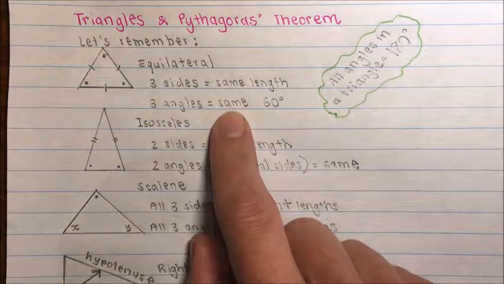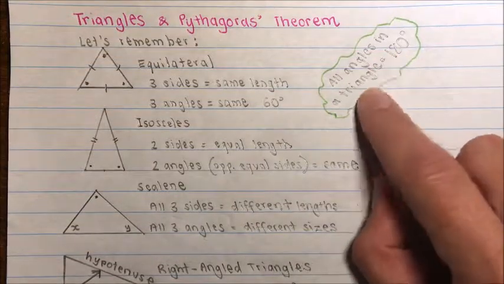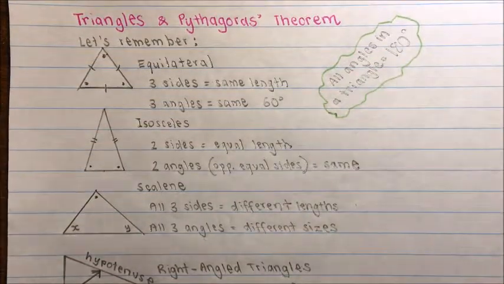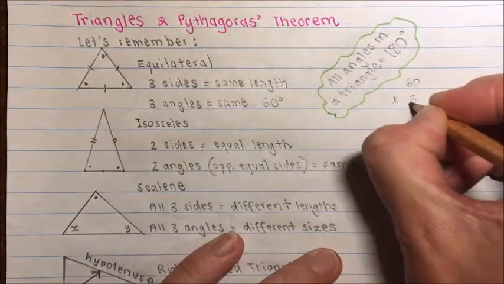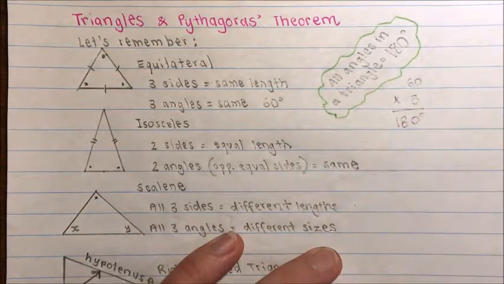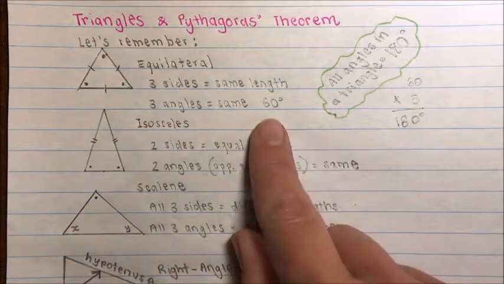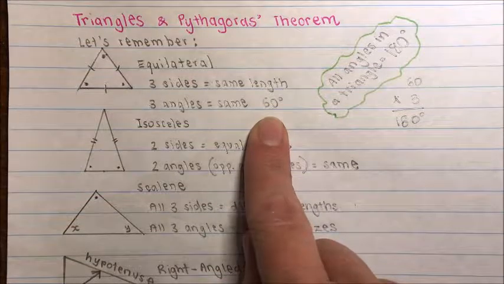Obviously in an equilateral triangle, all of the angles are going to be 60 degrees because all the angles in a triangle add up to 180. So 60 times 3 is 180. So if all my angles are going to be even, in an equilateral triangle, every angle is going to need to be 60 degrees.